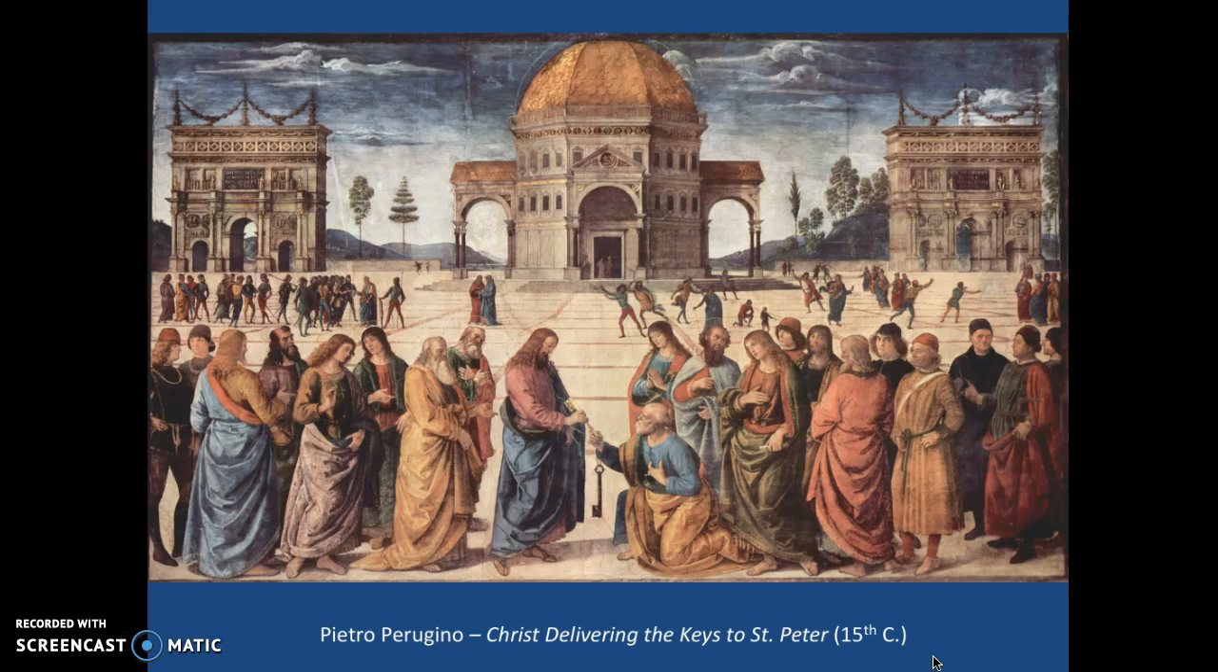In this image by Pietro Perugino of Christ delivering the keys to St. Peter, we see an ideal example of linear perspective. There is a clear horizon line. You see all the way along the back here where the ground meets the sky.